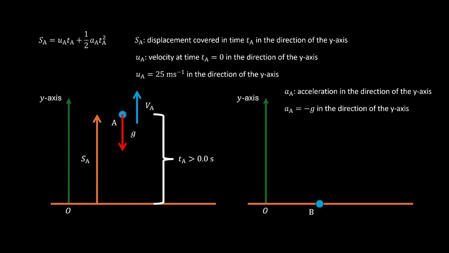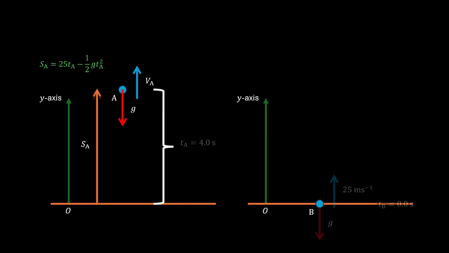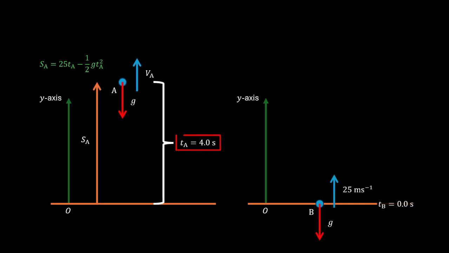If we substitute into our equation, we get S subscript A equals 25 t subscript A minus half times g times t subscript A squared. Now, we are at an instant when t subscript A is equal to 4.0 seconds, and at that instant, ball B is projected.